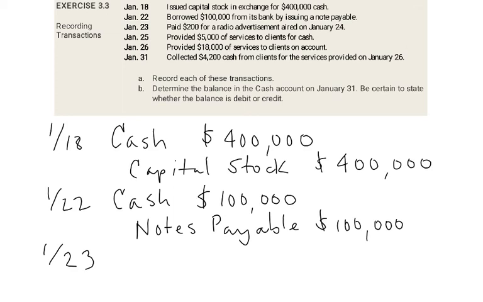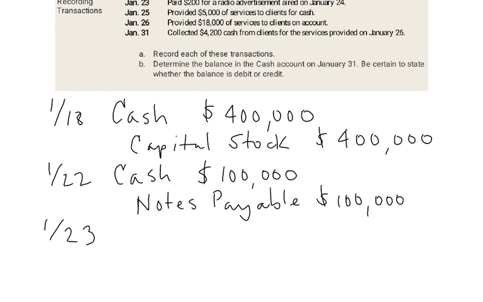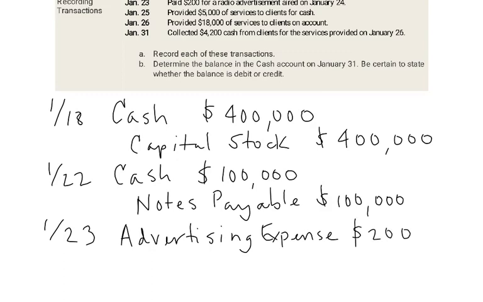Paid $200 for a radio advertisement aired on January 24th. So I've paid cash for that radio advertisement, and in doing so, I've incurred advertising expense. So Alice tells us to increase an expense is a debit entry. And I used cash, so my cash is decreased accordingly. And to decrease that is a credit entry. So let's move to January 25th.